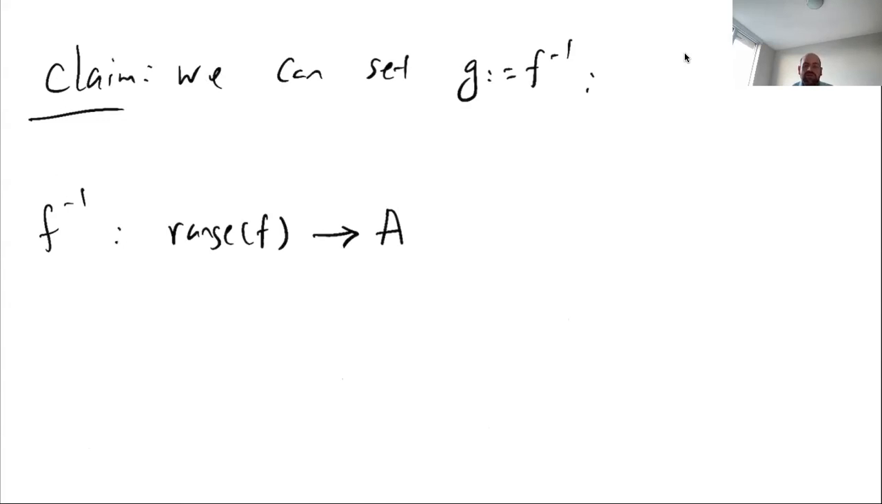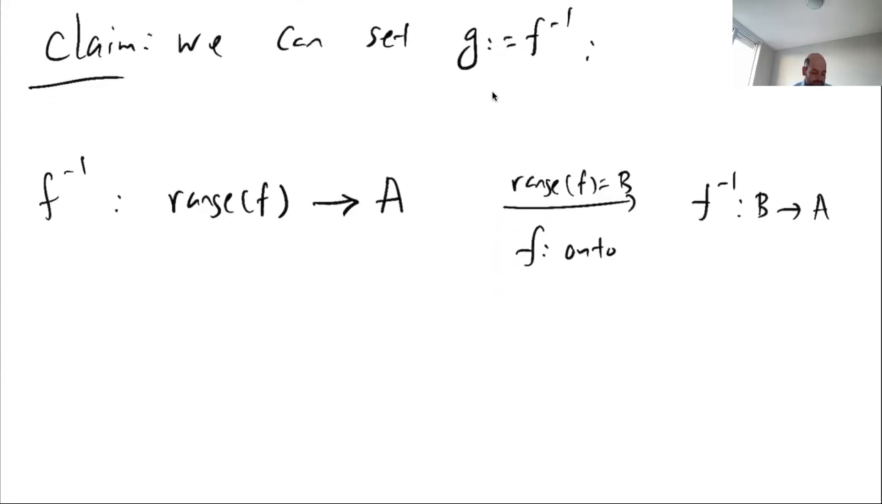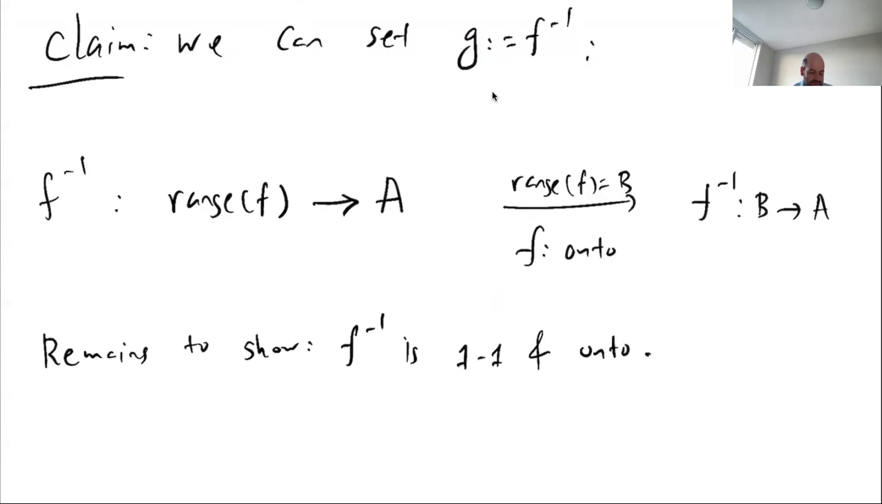So that's the first thing. And why is F inverse 1-to-1 and onto again? That's another thing we have to show. So it remains to show that F inverse is 1-to-1 and onto.